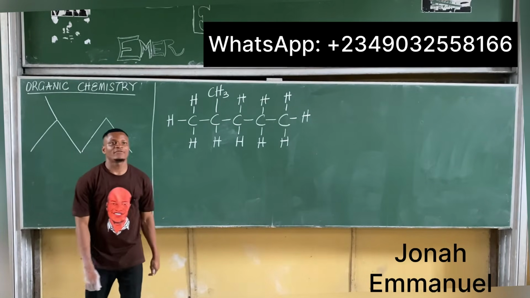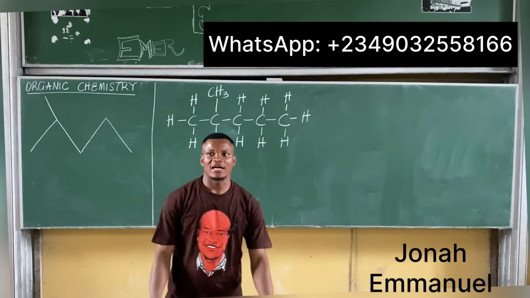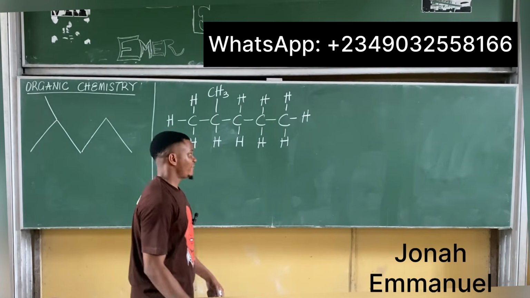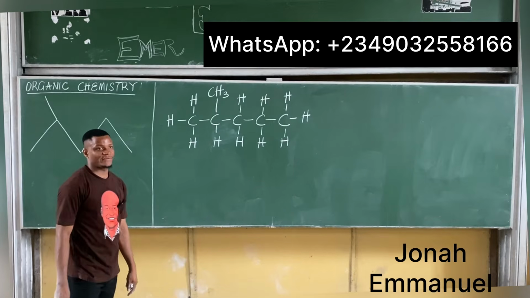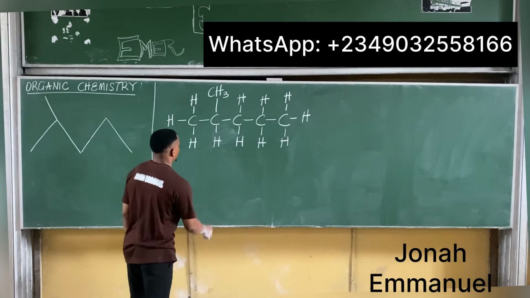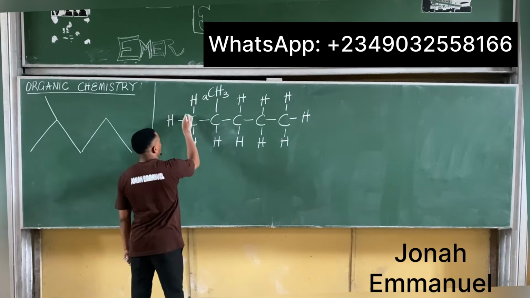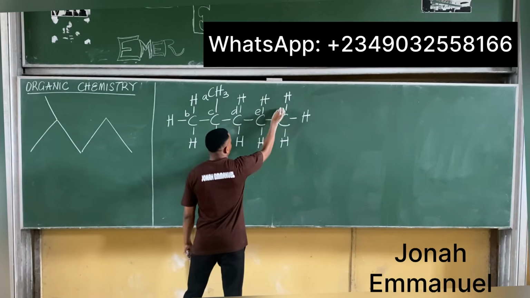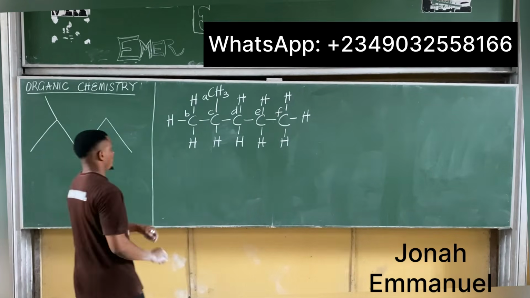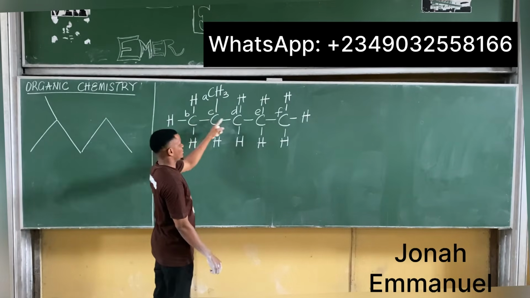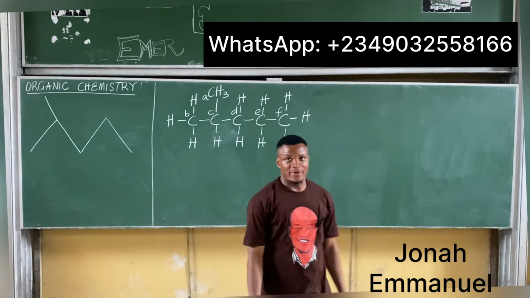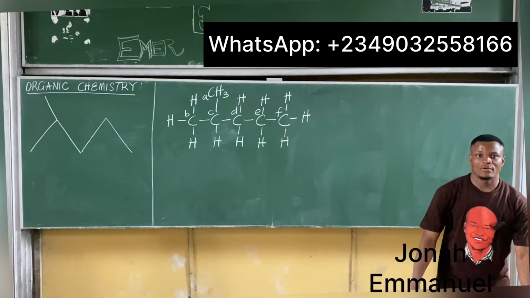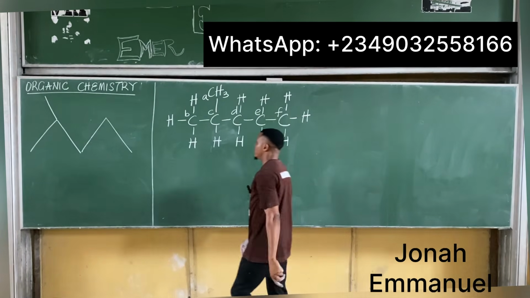We are asked to identify each of the carbons here as primary, secondary, or tertiary. My first task will now be to label each of them. So let me call them A, B, C, D, E, and F. So carbon A, primary or secondary, B, primary or secondary, C, D, E, F. What do we have? So it's simple.